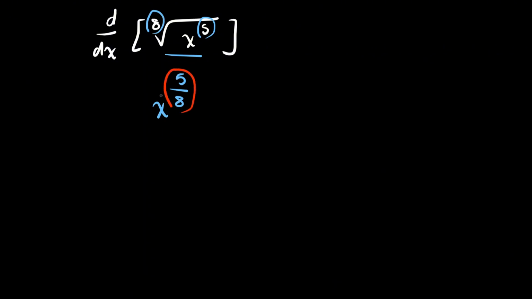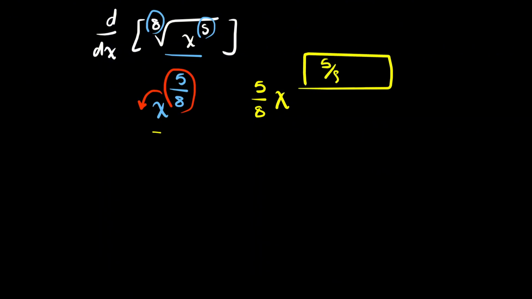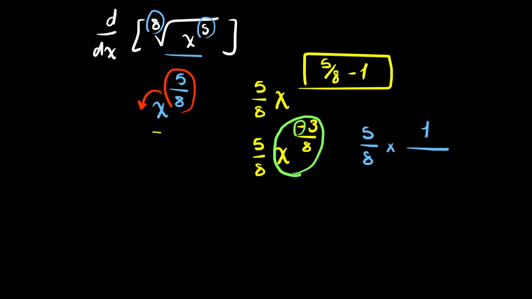Going to take this, place it before the x. So it's going to be 5 divided by 8x raised to the power of 5 divided by 8 minus 1. So this is going to be 5 divided by 8x to the power of negative 3 over 8. So we are just going to rewrite this since we have a negative power. So it's going to be 5 over 8 multiplied by 1 over x to the power of 3 divided by 8.